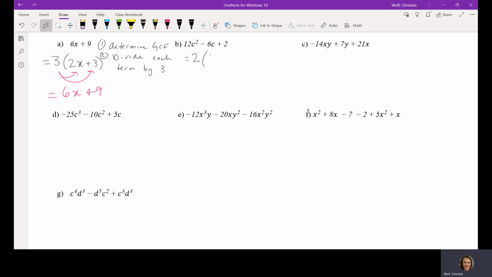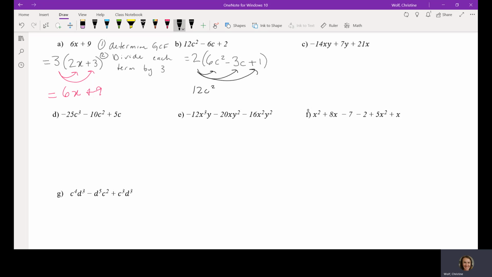12 divided by 2 is 6. Because I didn't take out any c's, I still have c squared. Moving on, negative 6 divided by 2 is negative 3. Again, because I didn't take any c's out, I still have the c there. And then finally, positive 2 divided by 2 is positive 1. Close the bracket.